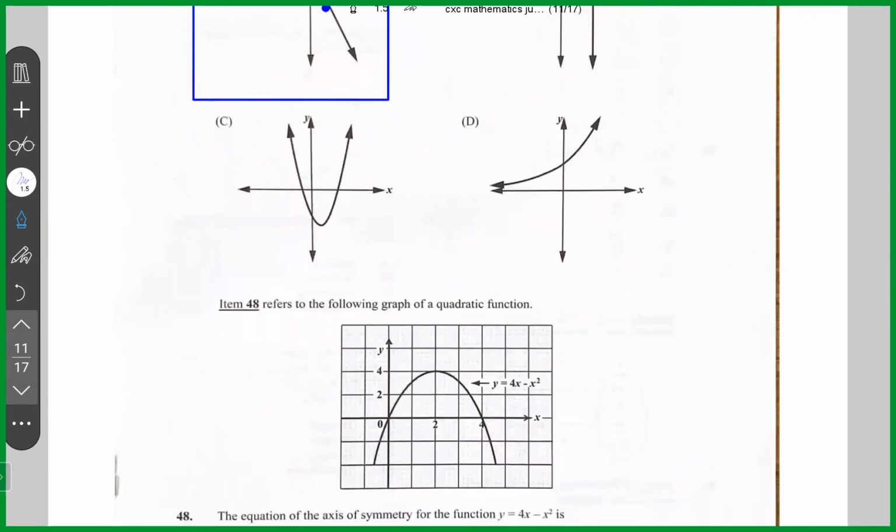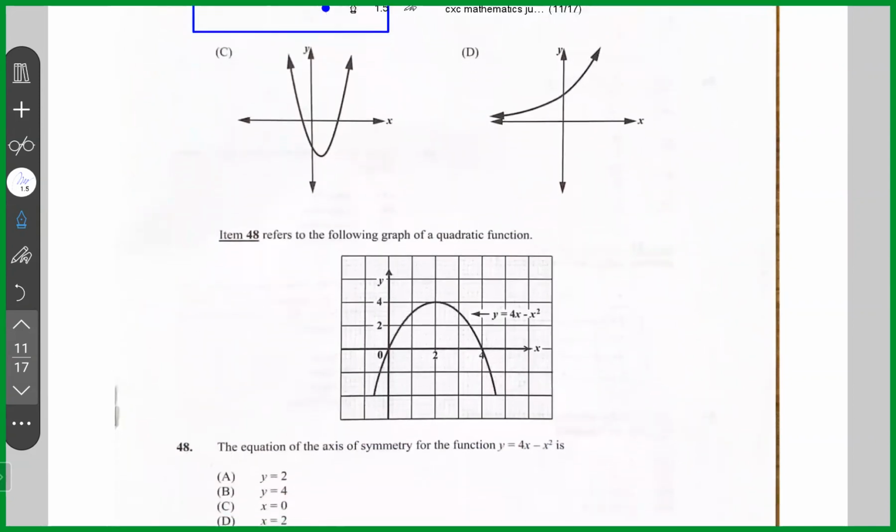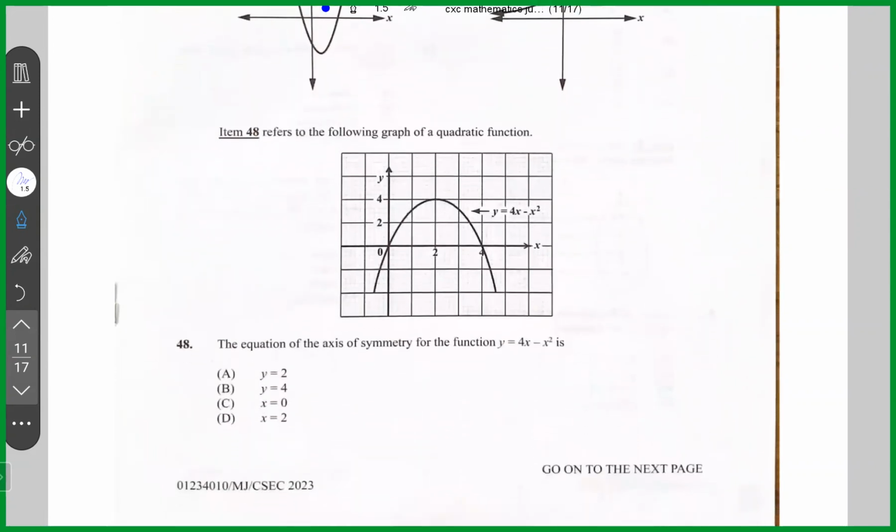Item 48 refers to the following graph of a quadratic function. The equation of the axis of symmetry is, well, the axis of symmetry is a vertical line that passes through the turning point. And this vertical line is the line x is equal to 2. So my answer is D, which is x is equal to 2.